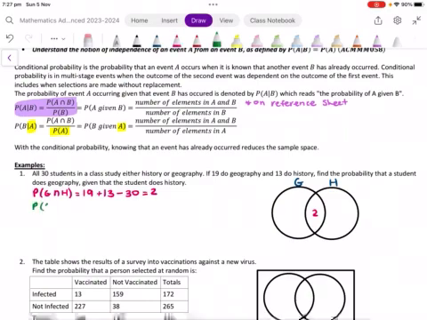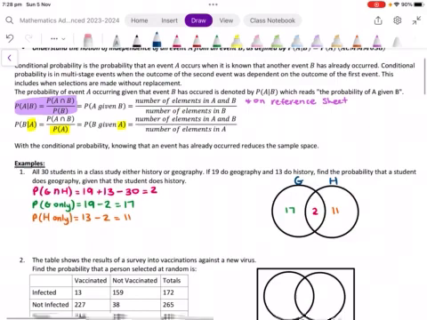To find geography only, 19 students do geography minus 2 doing both, so that gives us 17. Then history only is equal to 13 students doing history minus 2 doing both, so we have 11. Now our numbers 17, 2 and 11 must add back up to 30.